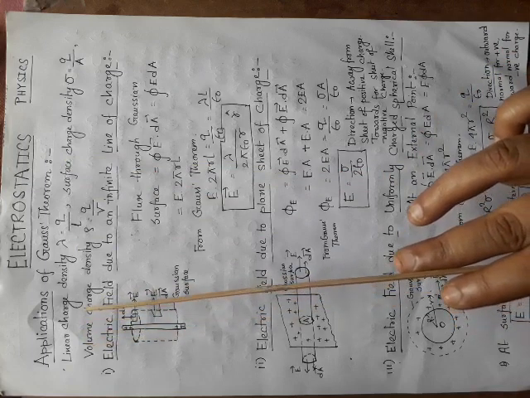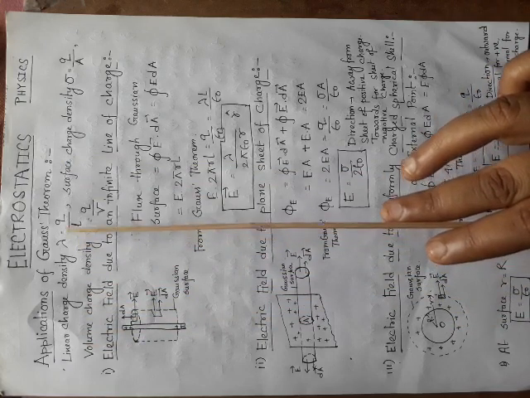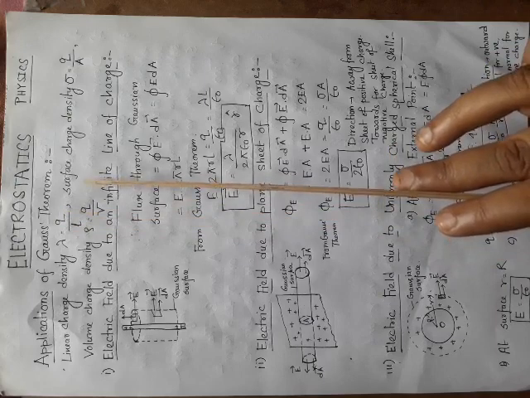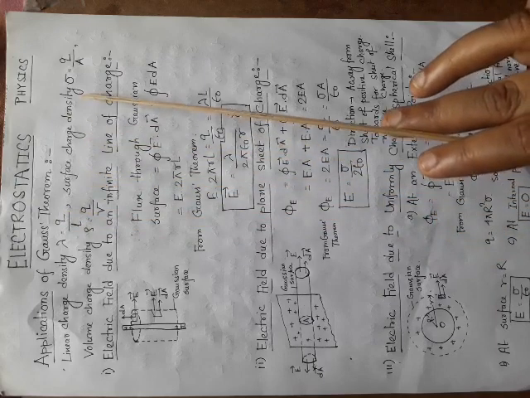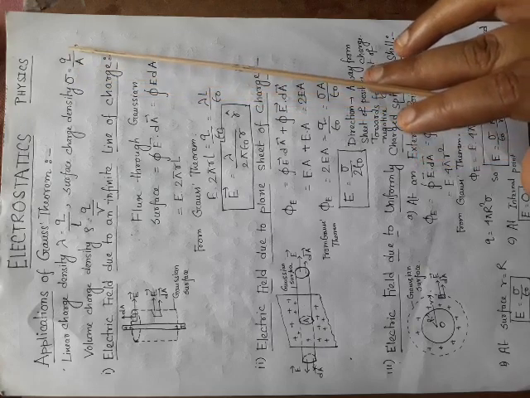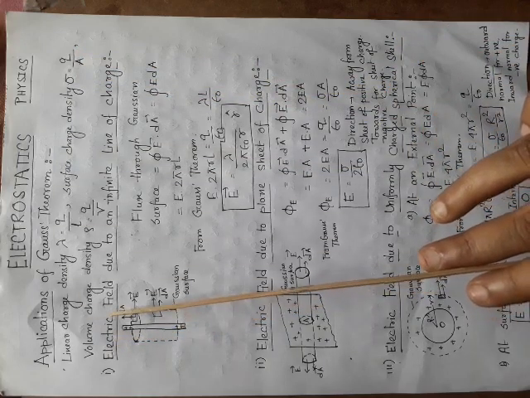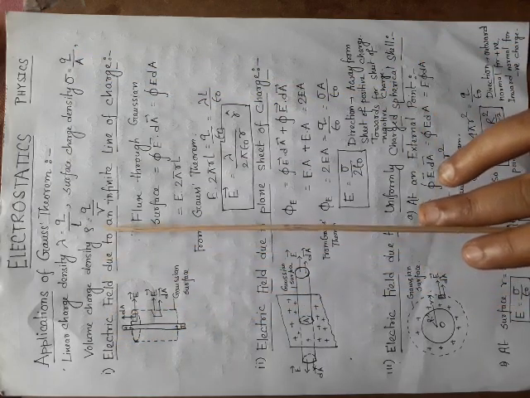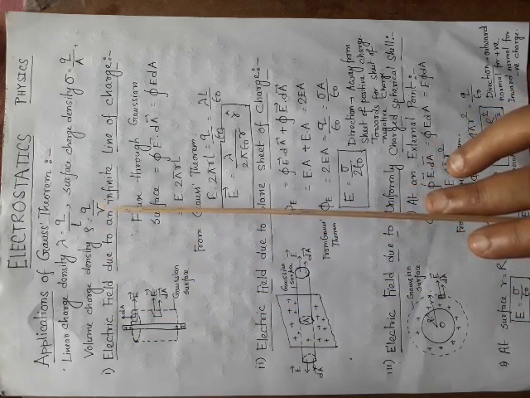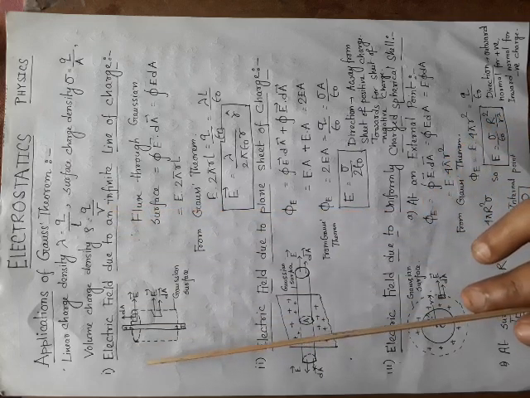First one is linear charge density, that is denoted by lambda and is equal to charge Q per unit length L. Next one is surface charge density, that is denoted by sigma and is equal to charge Q per unit area. Next one is volume charge density, that is denoted by rho and is equal to charge Q per unit volume V. Now we will start the first application of Gauss theorem.